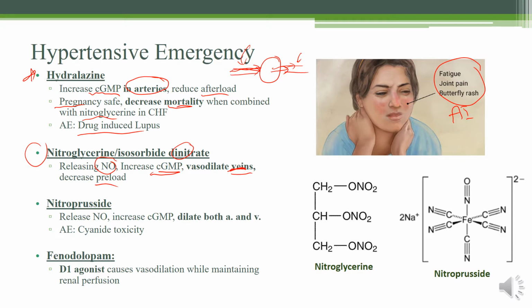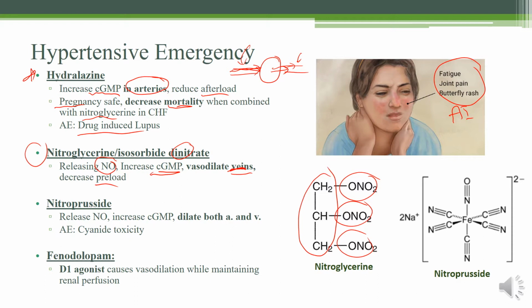Here's how nitroglycerin works, just so you can remember it. Here's a glycerin molecule or glycerol molecule with a lot of nitrates on it. So that's why we call it nitroglycerin. It's actually used in dynamite, and it's the invention of a famous scientist called Nobel, the origin of the Nobel Peace Prize. All right, let's talk about nitroprusside.